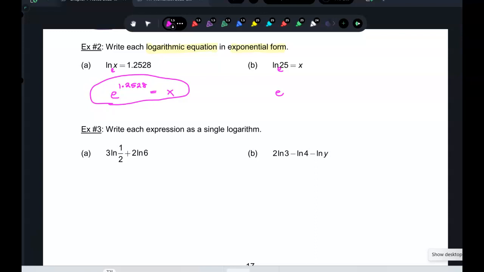It means e to what power gives us 25. So 2.7 to some power is going to give us 25. How do I rewrite this in exponential form? It's going to be e to the x equals 25. We're not solving anything here, we're just rewriting it. You could solve that in the calculator. Which is what we're going to do.